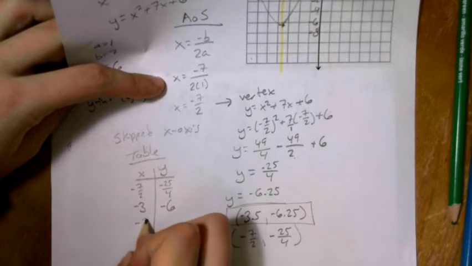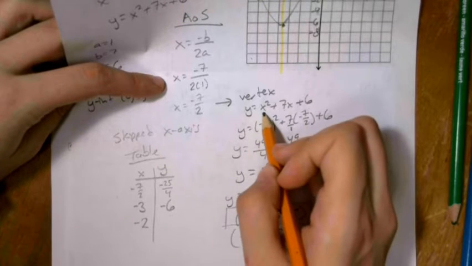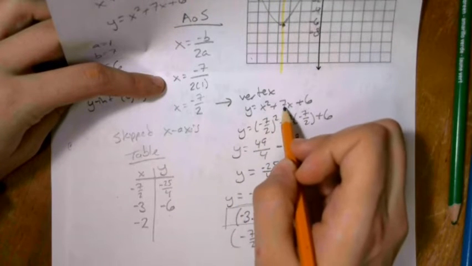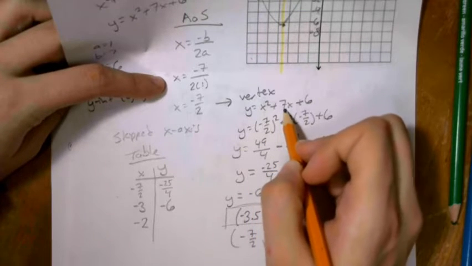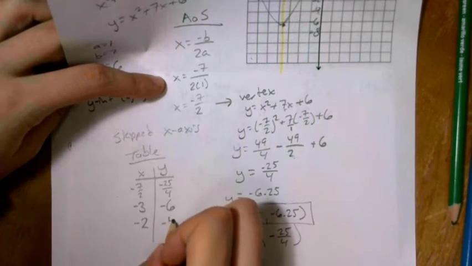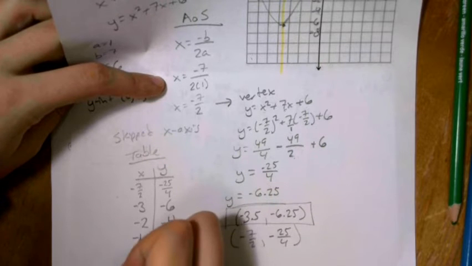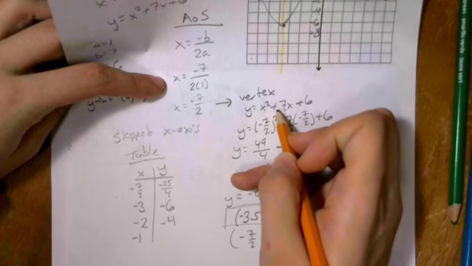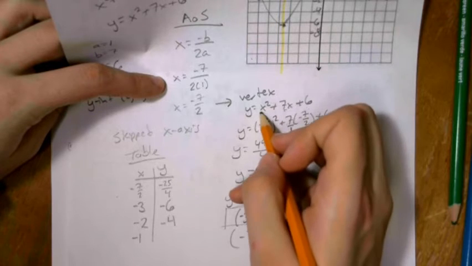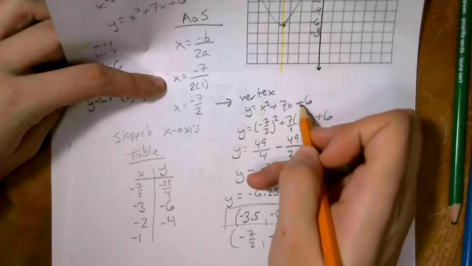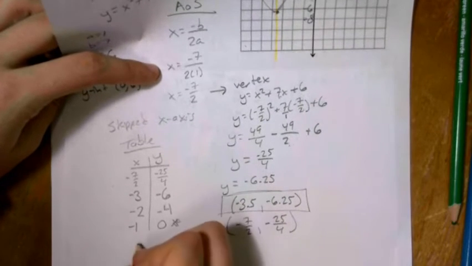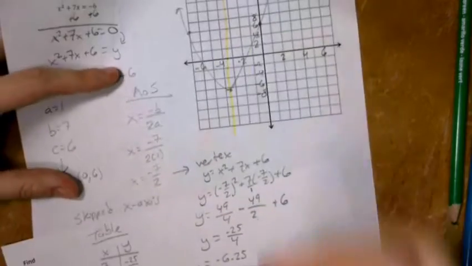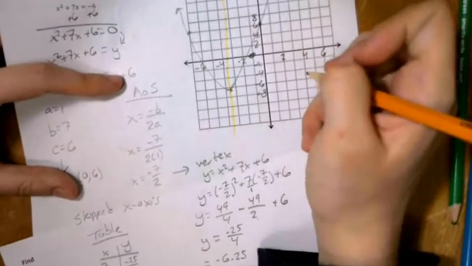So let's go with negative 2. Well, negative 2 squared is a positive 4. Positive 4 plus negative 2 times 7, which is negative 14. 4 plus negative 14 is negative 10. Negative 10 plus 6 is a negative 4. That's not 0 either. Let's try negative 1. All right, negative 1 squared is 1. Plus 7 times negative 1 is negative 7. Well, 1 plus negative 7 is negative 6. Plus 6 is 0. This is our first one. So our first 0 is where x equals negative 1. So right here is our first 0.